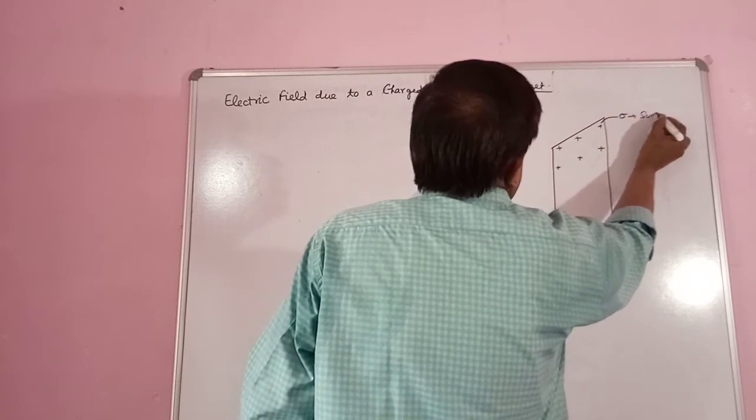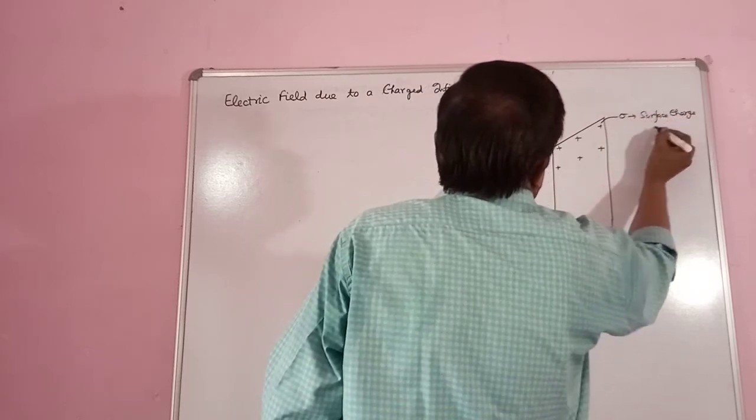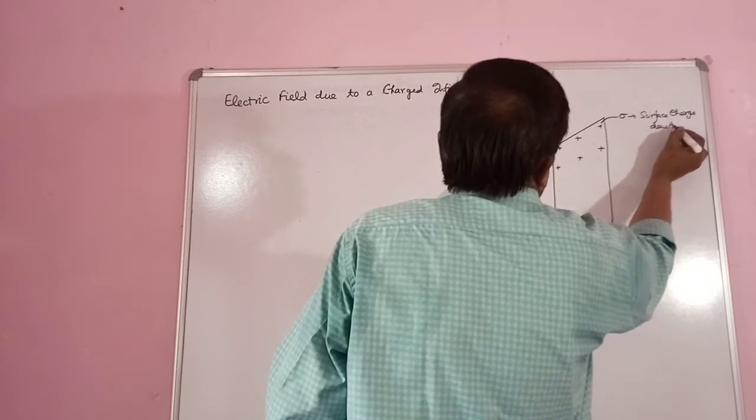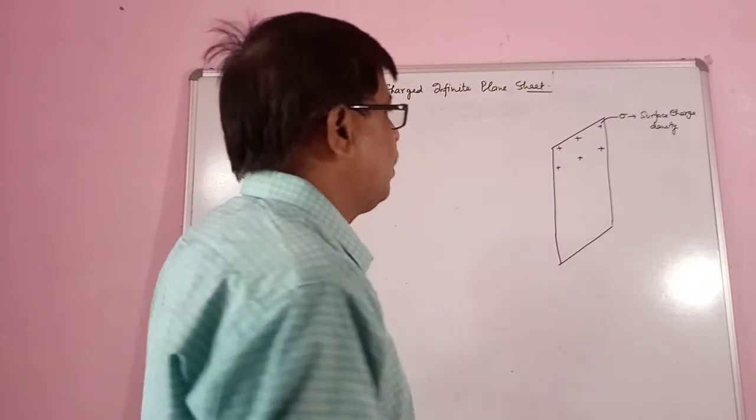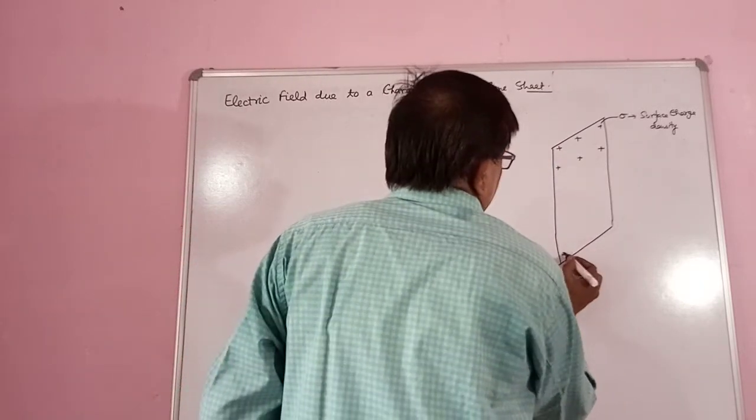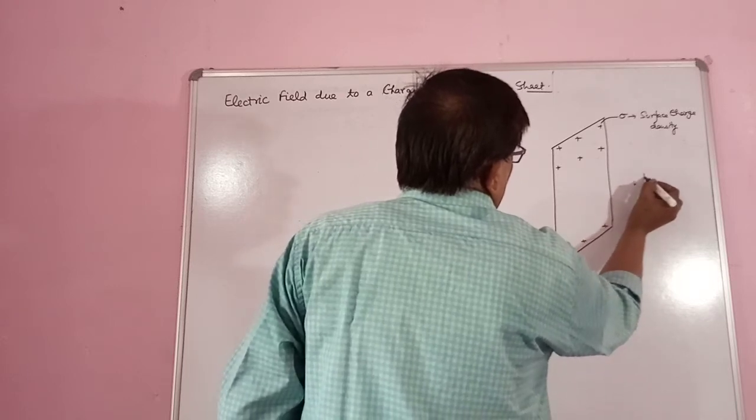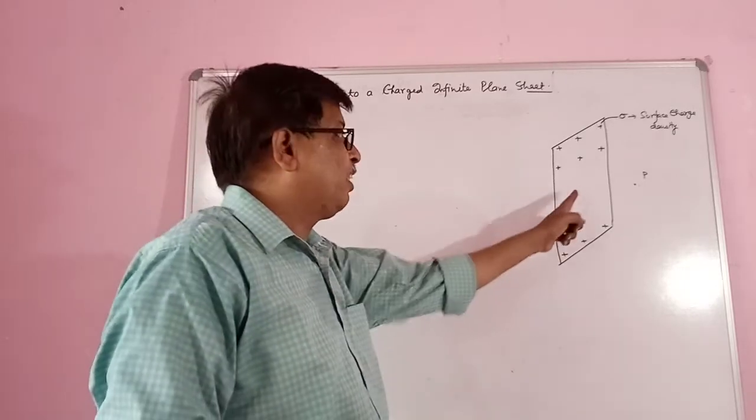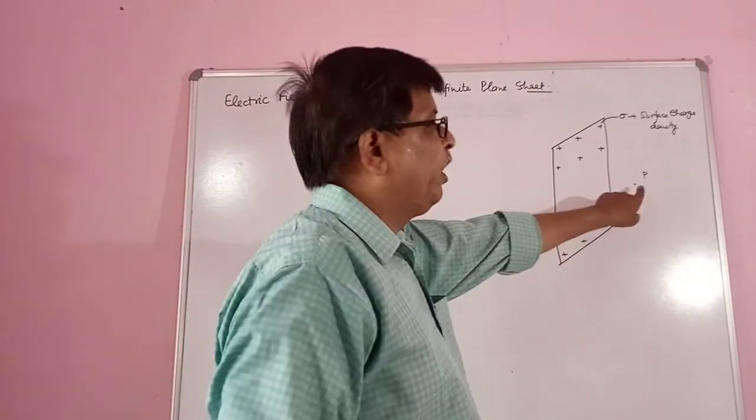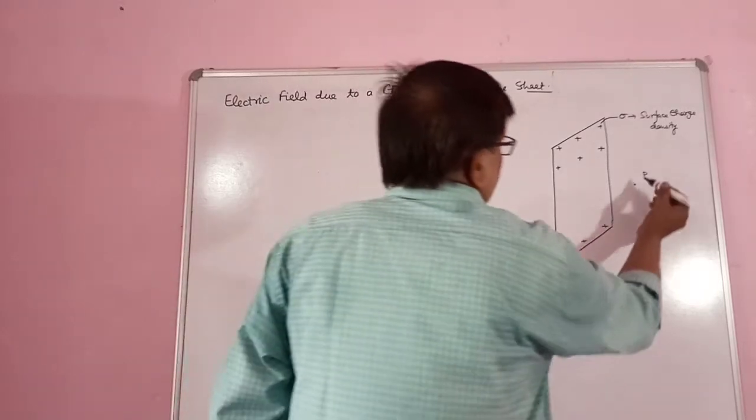This is surface charge density. Surface charge density is sigma, and from this sheet a point P is near to sheet, and we have to calculate electric field due to this sheet at point P.